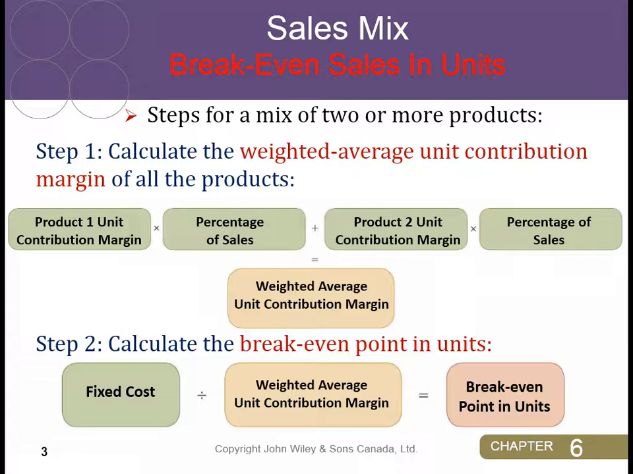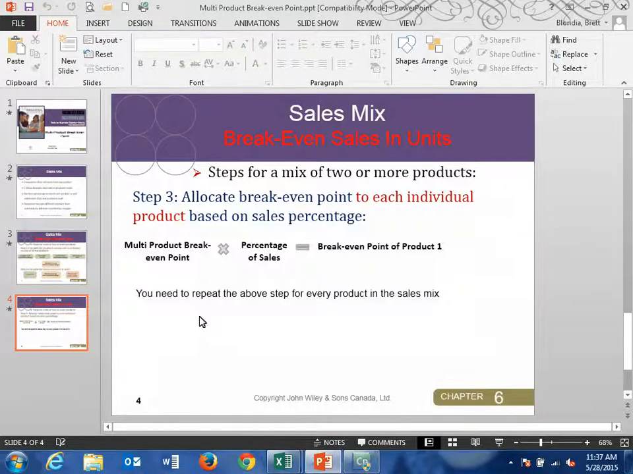Right? So again, it's a 3-step process. Step 1 is to calculate the weighted average contribution margin of all products combined. And the number of calculations you see here will be directly determined by the number of products. In this example, there's only 2 products. If you had 5 products, you would do this calculation 5 times and add them all up. Okay? Step 2 is to calculate the break-even point in units based on that weighted average contribution margin. And then the last step is to allocate that break-even point out to each of the individual products. So that's how it works in a nutshell.